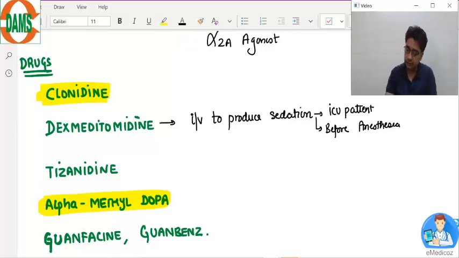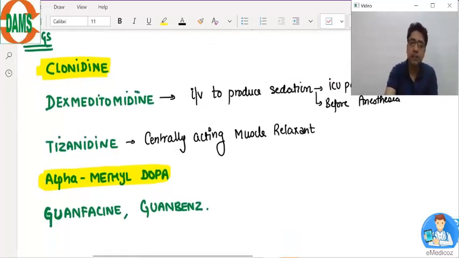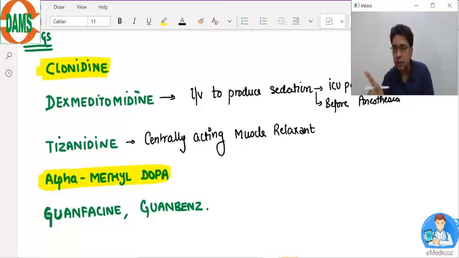Tizanidine, you will write, is a centrally acting muscle relaxant. I will be telling you about this tizanidine in great detail when we discuss muscle relaxants. But the question comes, which muscle relaxant acts on alpha 2A receptor? Tizanidine.